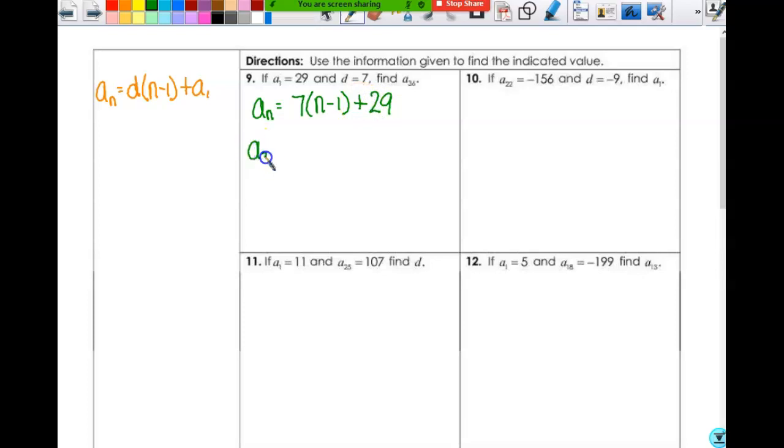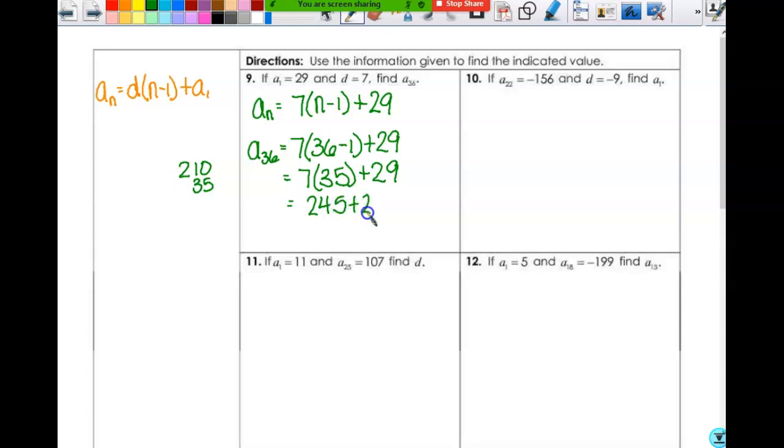Then I want a sub 36. So that's 7 times 36 minus 1 plus 29. That's going to give me 7 times 35 plus 29. So 7 times 30 is 210. 7 times 5 is 35. So that gives me 245 plus 29. So 245 plus 20 is 265, plus another 9 is going to be 274.